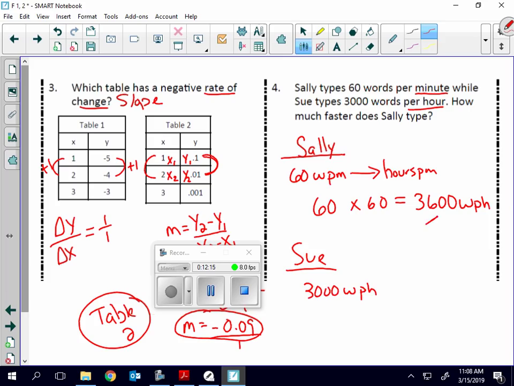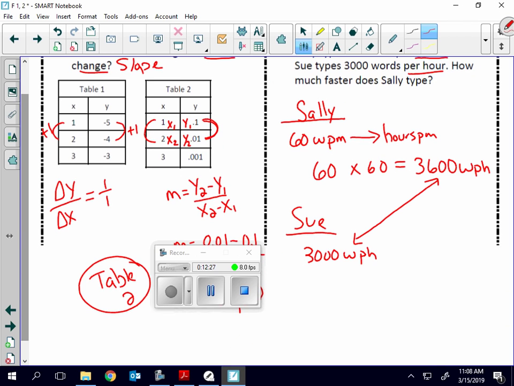So if we're comparing these two, who types faster, or actually says how much faster does Sally type? Well, we know Sally types 3,600 and Sue types 3,000. So how much faster? That's subtraction. The answer is 600 words per hour, of course.